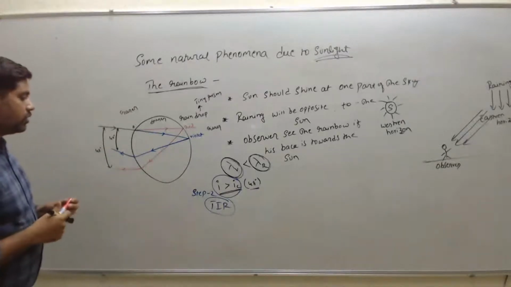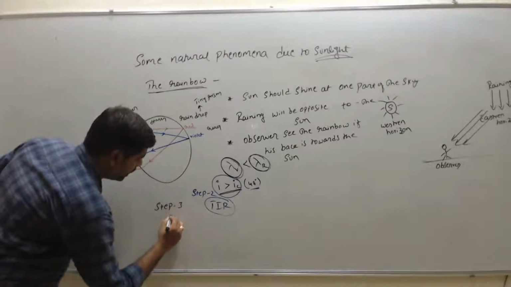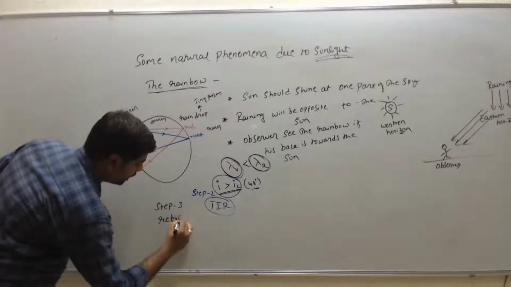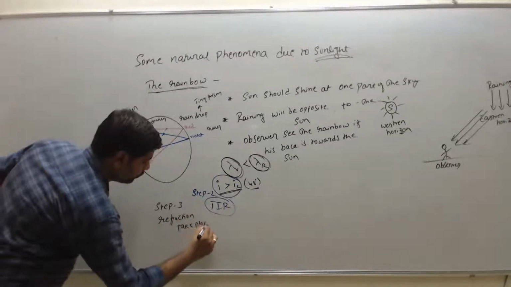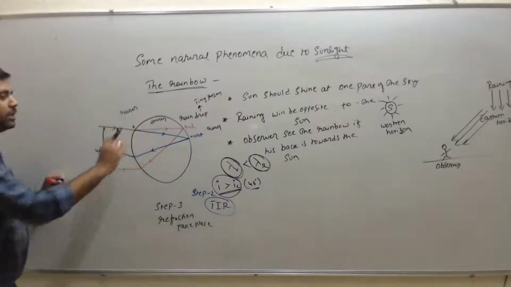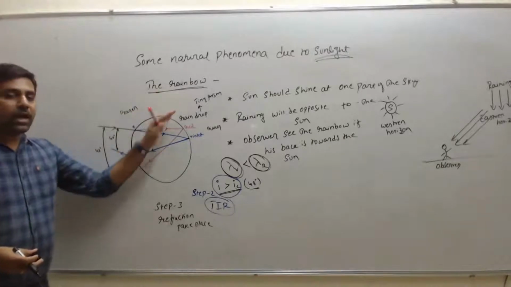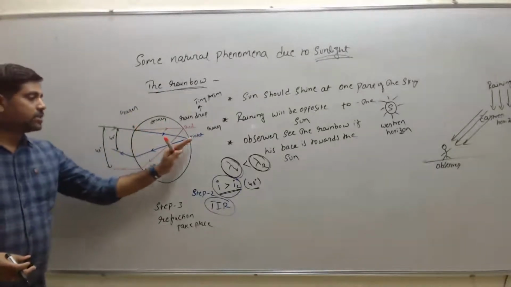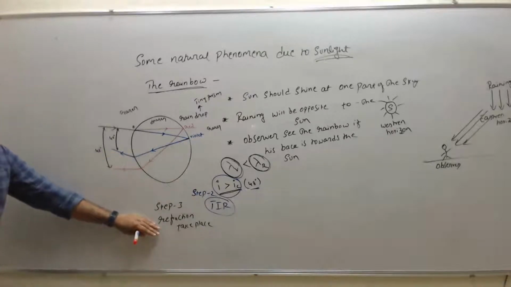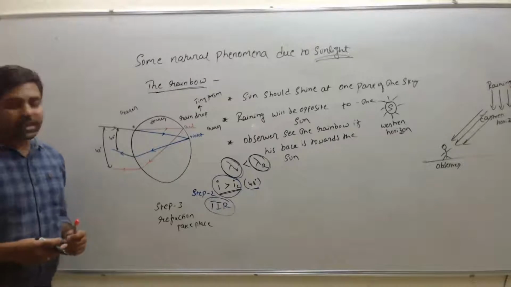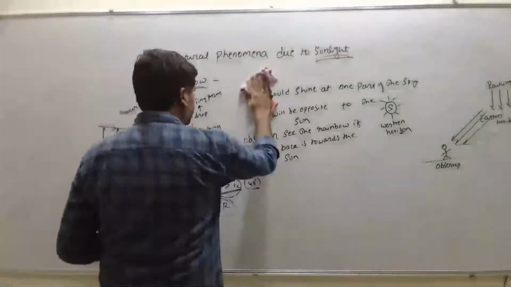Here we observe the three steps. In step 3, refraction takes place. In the first step, dispersion and also refraction. In the second step, total internal reflection, and in the third step, again refraction takes place. Next, we will study the primary rainbow formation.